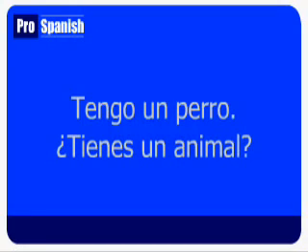And what about this sentence? I have a dog. Do you have a pet? And for pet, of course, you can use the word an animal. So write down that sentence now in Spanish. Tengo un perro. ¿Tienes un animal?